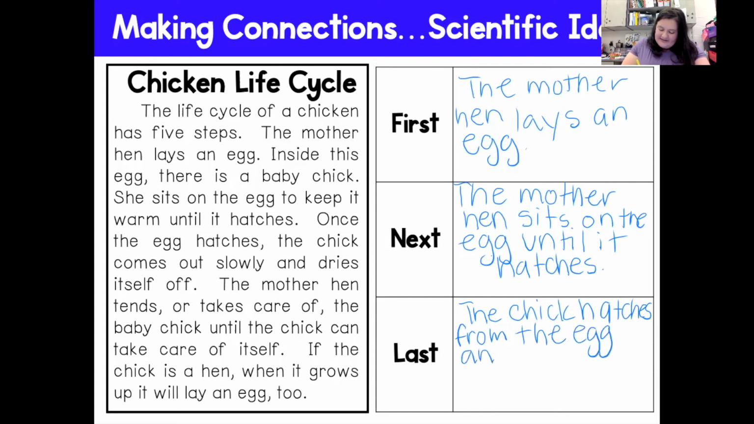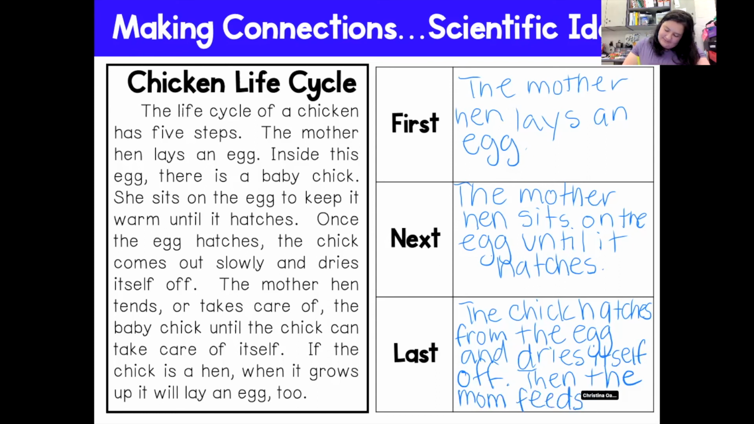and dries itself off. Then the mom feeds it. Perfect.